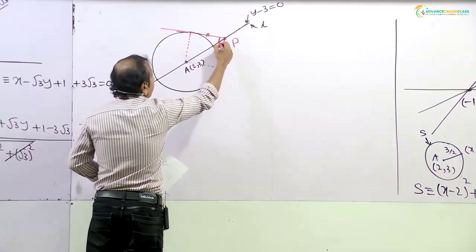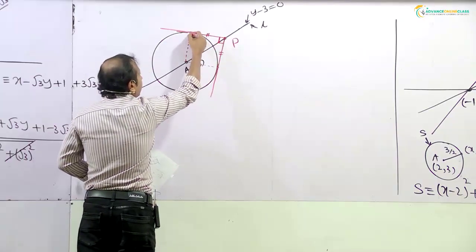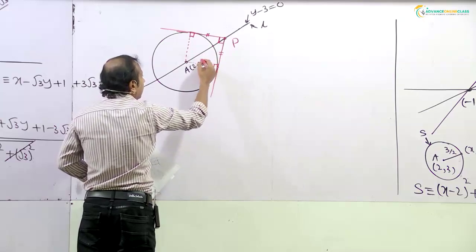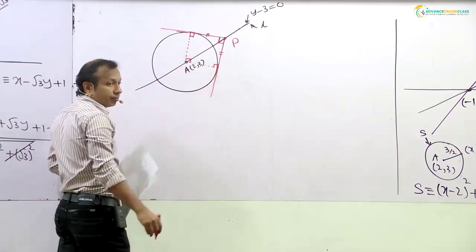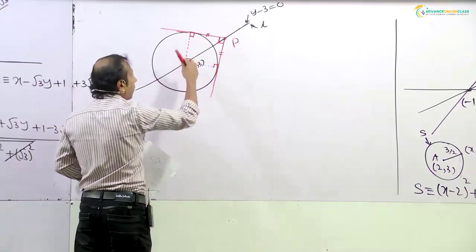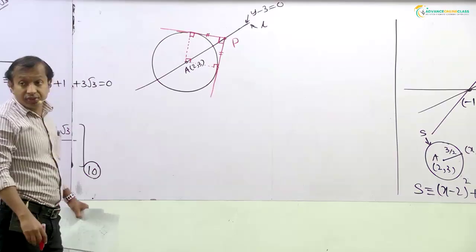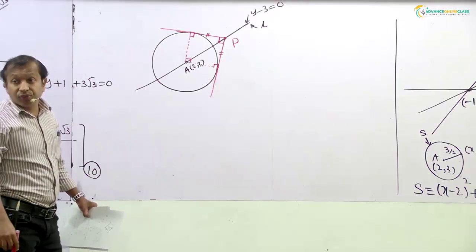Since here it is 90, this is a tangent, this is the radius, here 90. This is a tangent, this is a radius, here 90. This is also 90. Then what can I say about this? It's a square. Am I correct? It's a square. All four sides are equal.